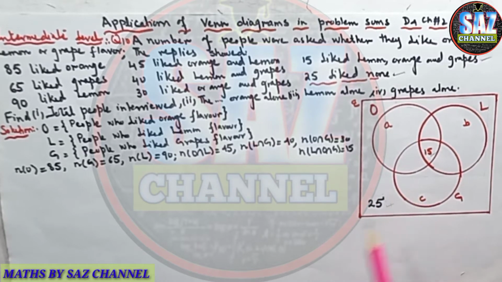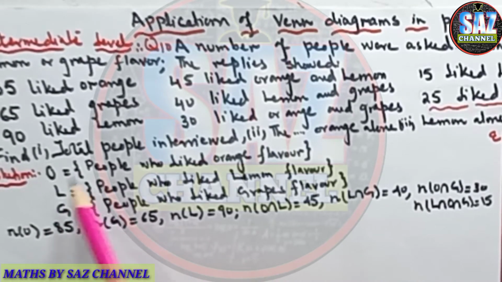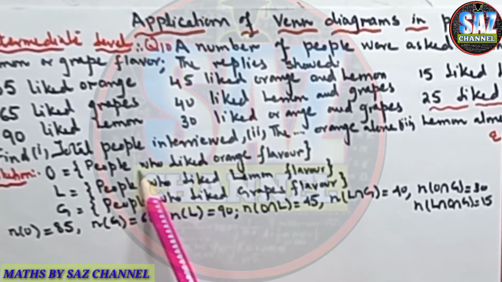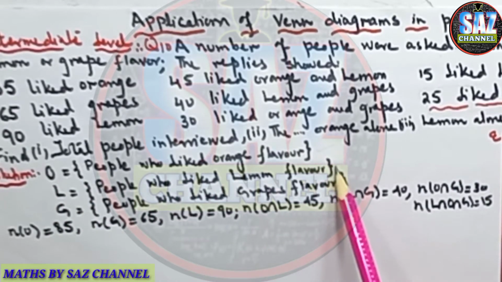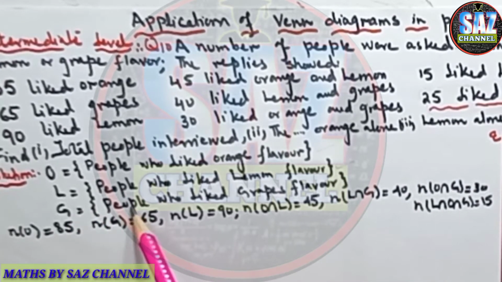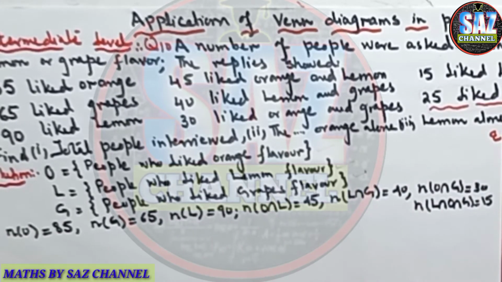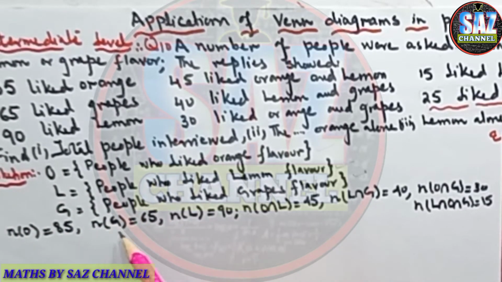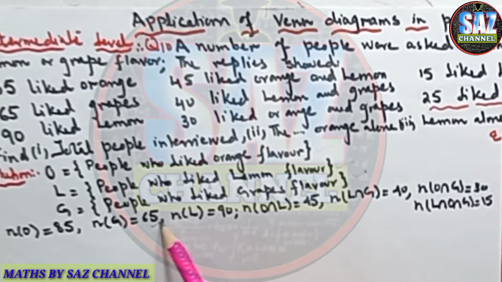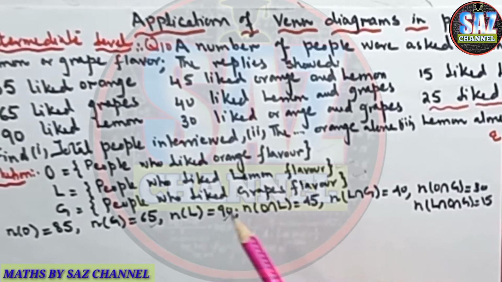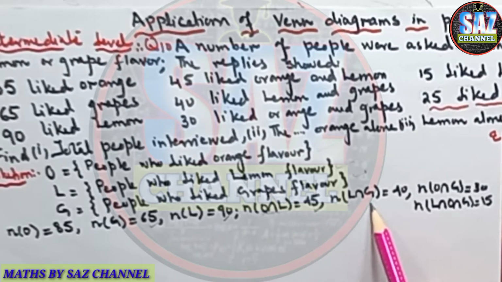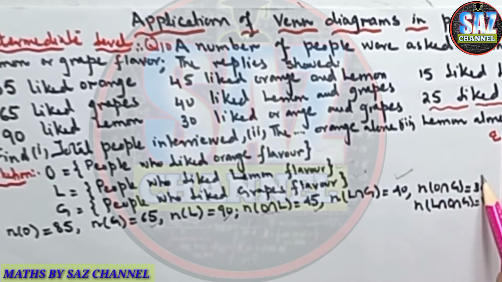Coming to the solution, it's always good to write the data in short form. O stands for the people who liked orange flavor, L for lemon flavor, and G stands for the people who liked grapes flavor. Now the number of people who liked orange flavor is 85. The number of people who like grapes is 65, and lemon is 90, and the number of people who liked orange and lemon is 45, lemon and grapes is 40, and orange and grapes is 30.